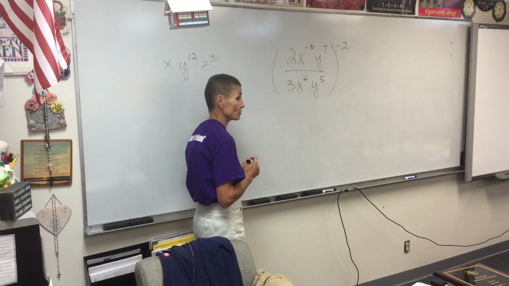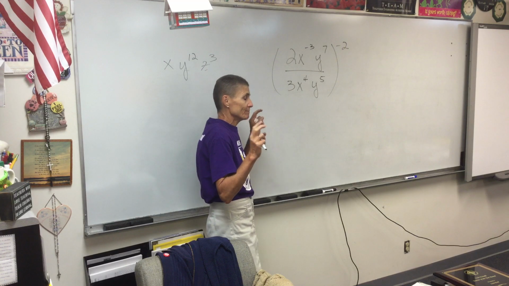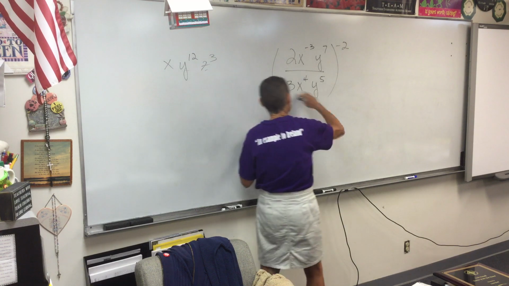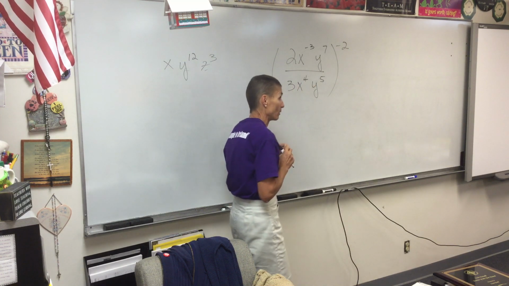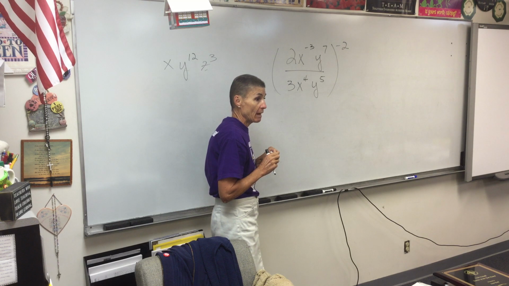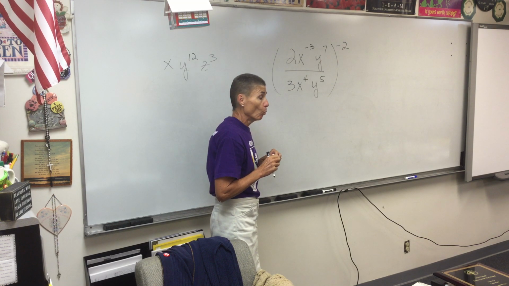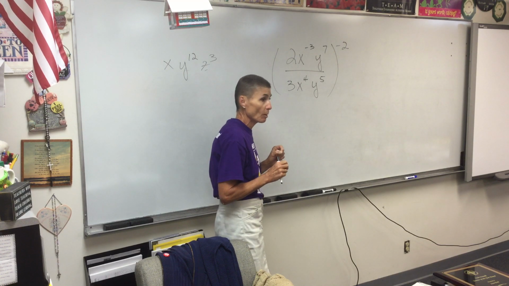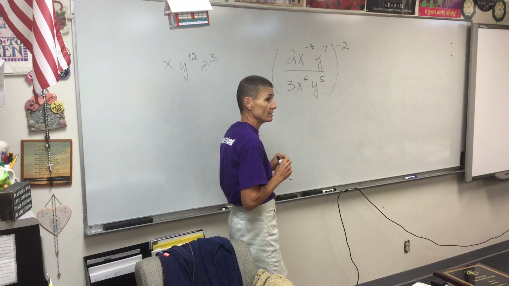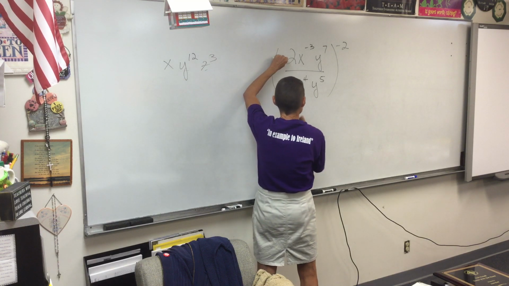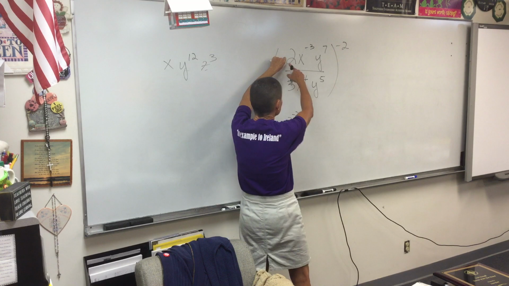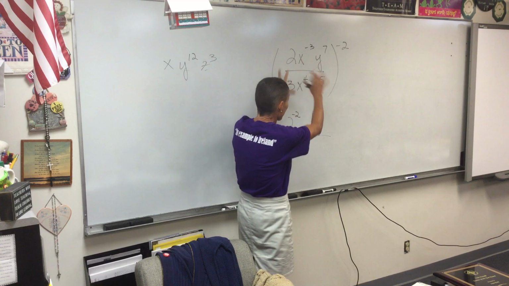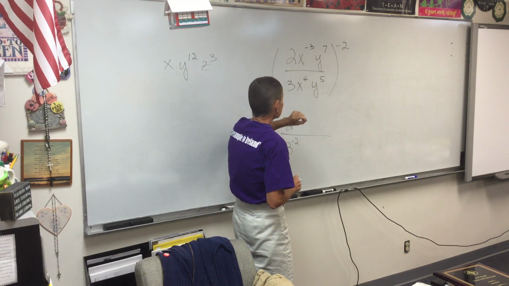Distribute the negative 2. So she's saying, distribute is probably not the right word, but I know exactly what you mean. You mean take everything in here to the negative second power. Now, is she allowed to do that? Yes, she is, absolutely. Would that be the way you all might start the problem? No, but we're going with her. She volunteered. So we're going to take everything to the negative second power, including the 2 and the 3. Do not forget about them. They're inside that parenthesis, so they're going to the negative second.